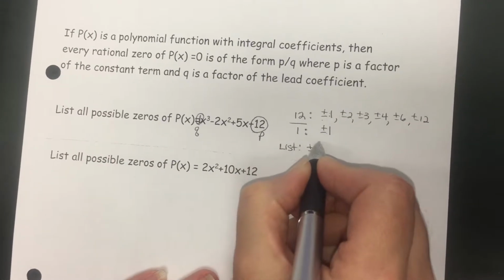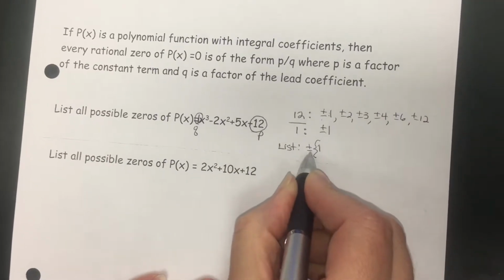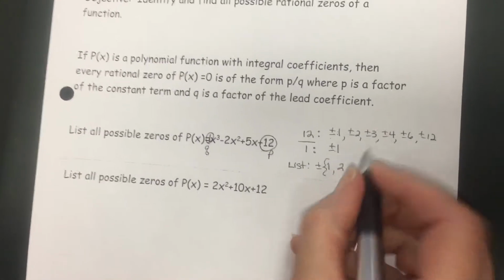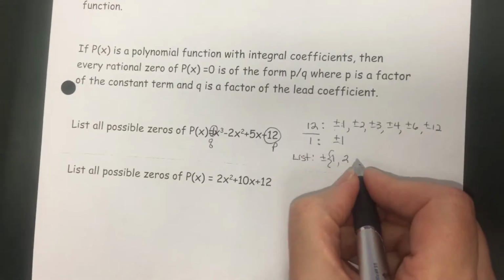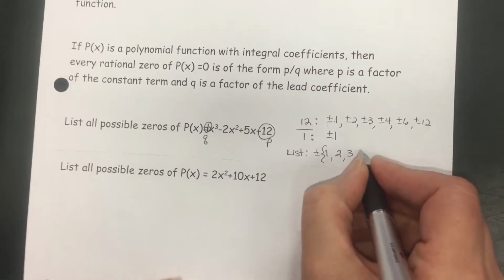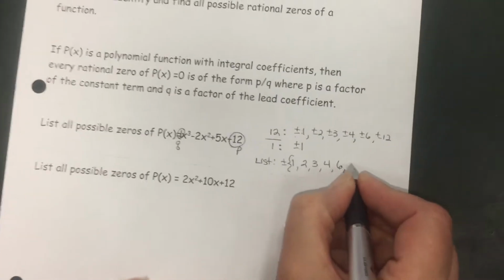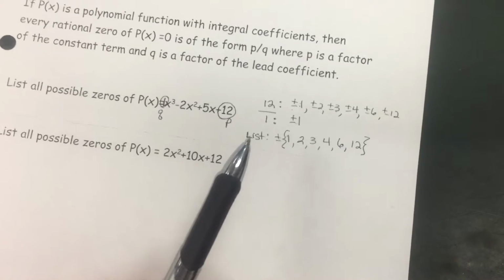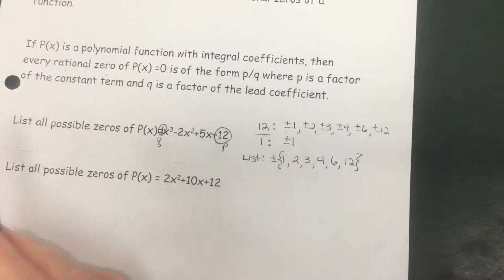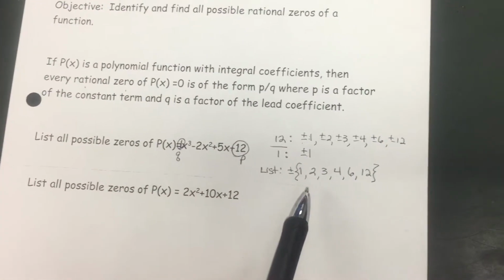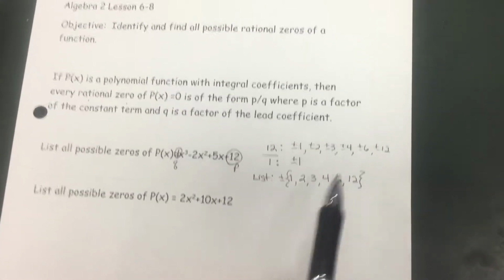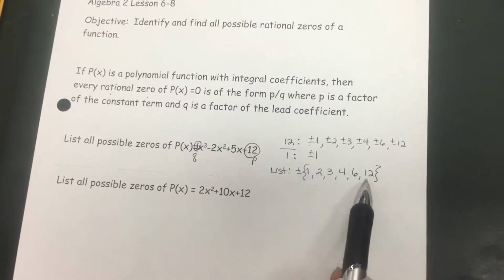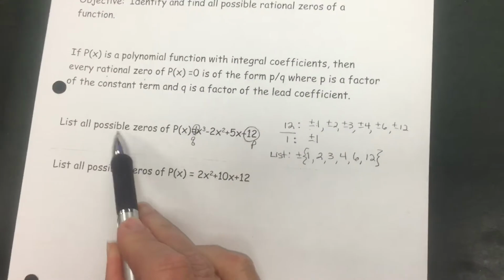Well, we know they're all going to be plus and minus, so let's just make a set that are all plus and minus. So plus or minus 1, 2 divided by 1 would be plus or minus 2, 3 divided by 1 would be plus or minus 3, plus or minus 4, plus or minus 6, and plus or minus 12. So if we have rational zeros, so zeros that are fractions, or whole numbers, as in this case, they're also rational, this would be our possibilities. So this is our list of possible rational zeros, and that's all they're asking us for.